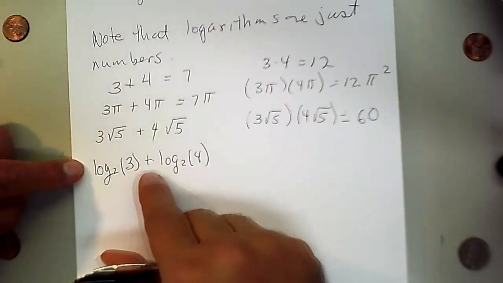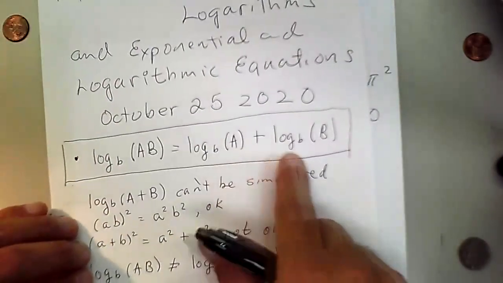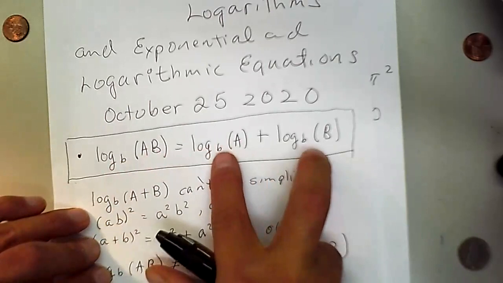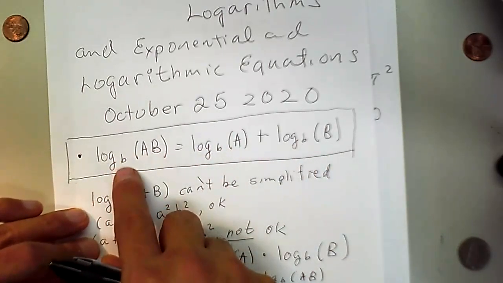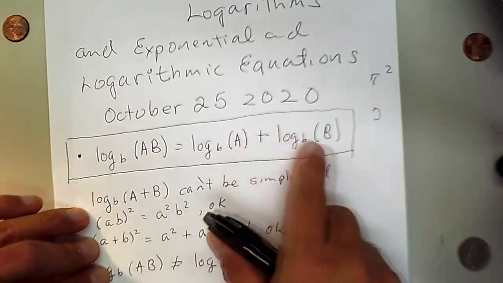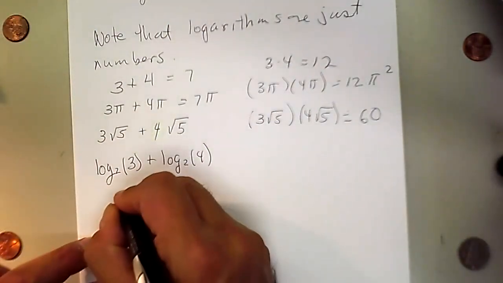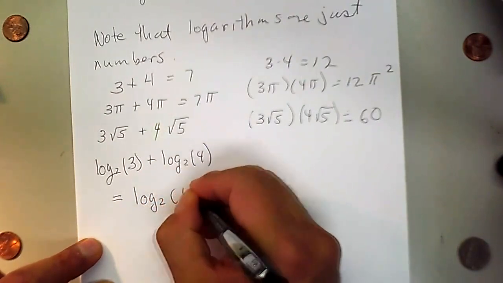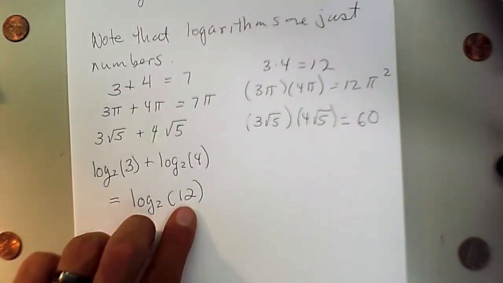So first of all, when we have an addition of logarithms, we can use this property going backwards. The addition of 2 logarithms with the same base is really the logarithm in the same base of the product of the 2 inputs. So using that, this is equal to the logarithm in base 2 of 12, which is unexpected.